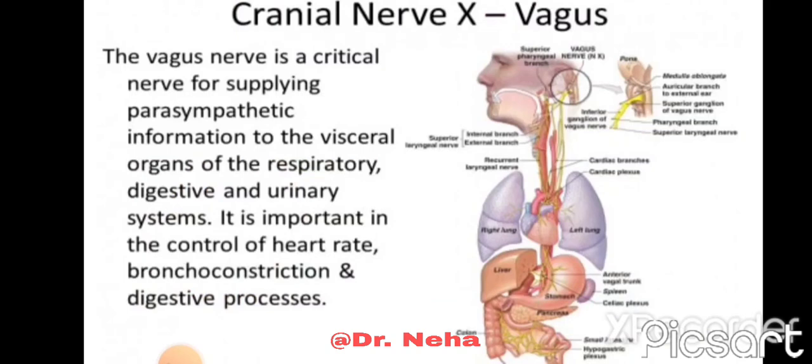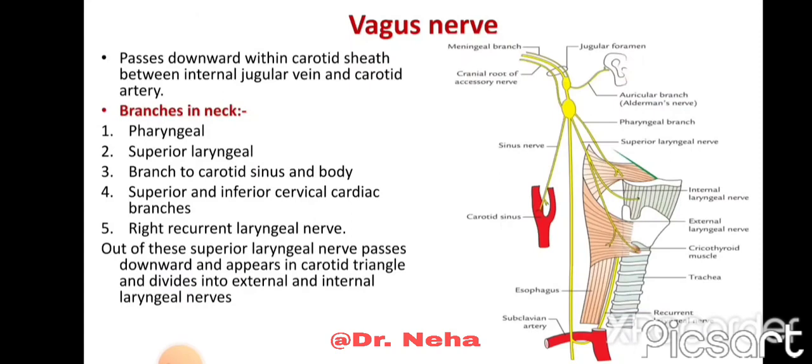Then we have another content, that is the vagus nerve or 10th cranial nerve. The vagus nerve is a critical nerve for supplying parasympathetic information to the visceral organs of the respiratory, digestive, and urinary systems. It is important in the control of heart rate, bronchoconstriction, and digestive processes. The vagus nerve passes downwards within the carotid sheath between the internal jugular vein and the carotid artery.